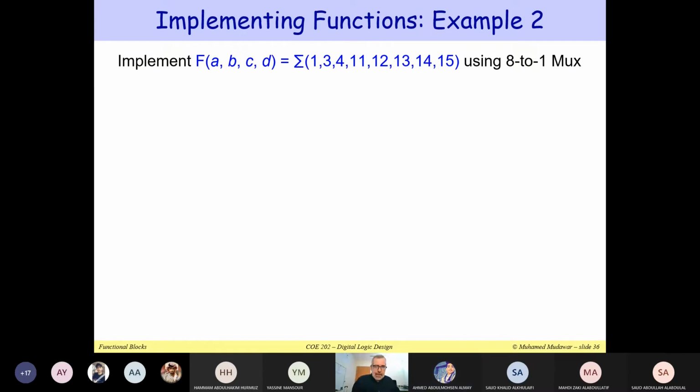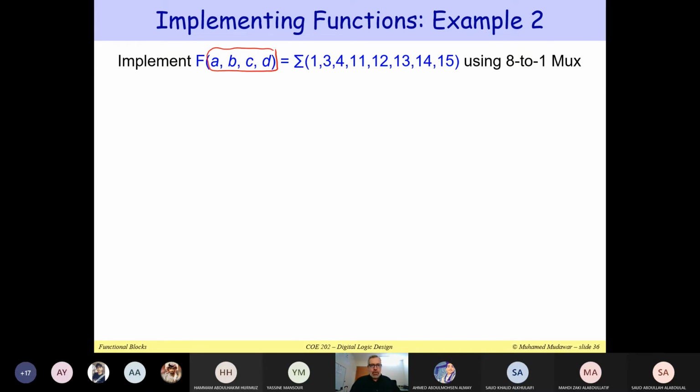Yes, in fact. Here's another example. This is example 2. Now this is a function of 4 variables: A, B, C, D. Thank you for raising this question because I have an example of it. So now we have a function of 4 variables, and we have the list of minterms. I can easily draw the truth table, very easy.